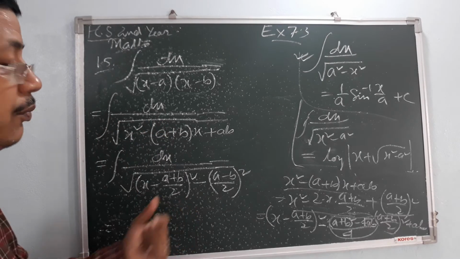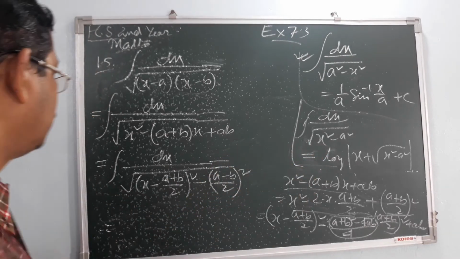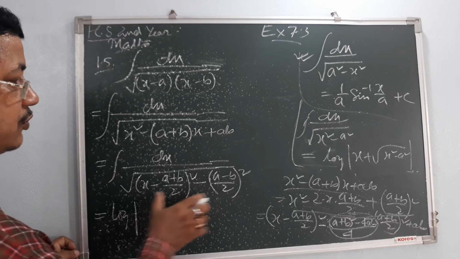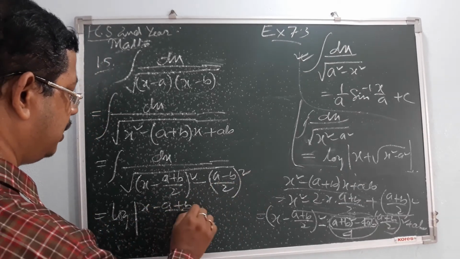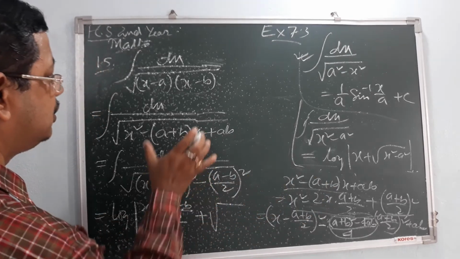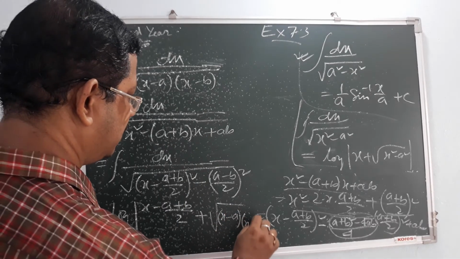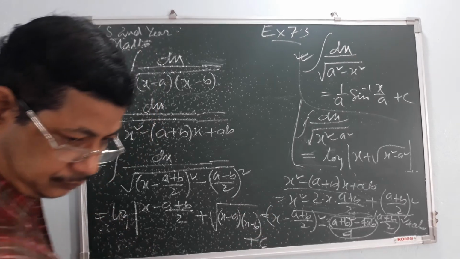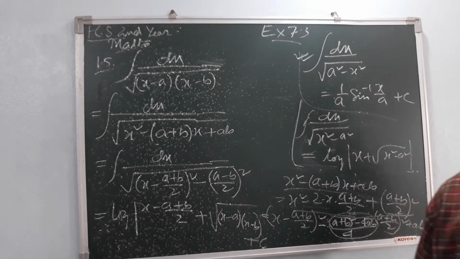So this I have modified into, now it is looking like that one, x square minus a square. So of course we will write log modulus, instead of x this term, x minus a plus b by 2, plus root over x square minus this term, that is x minus a into x minus b, plus c. So we have taken this one.